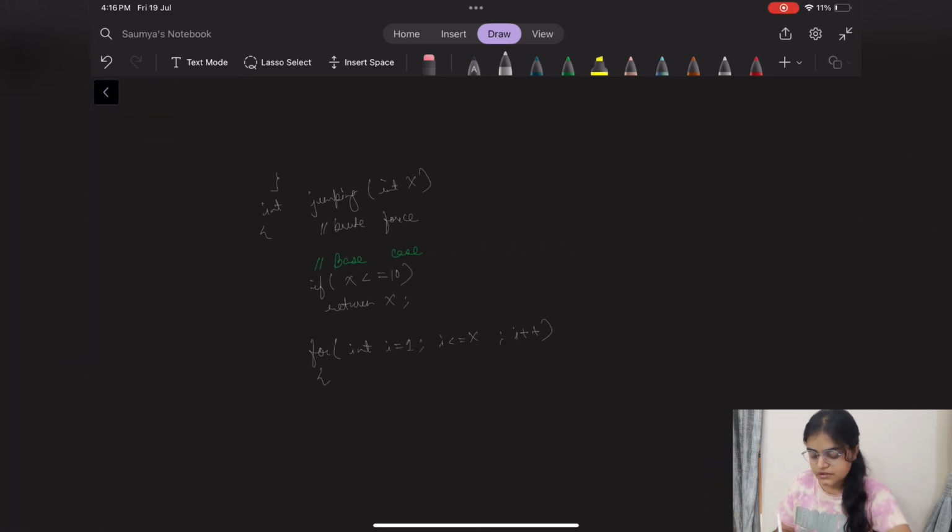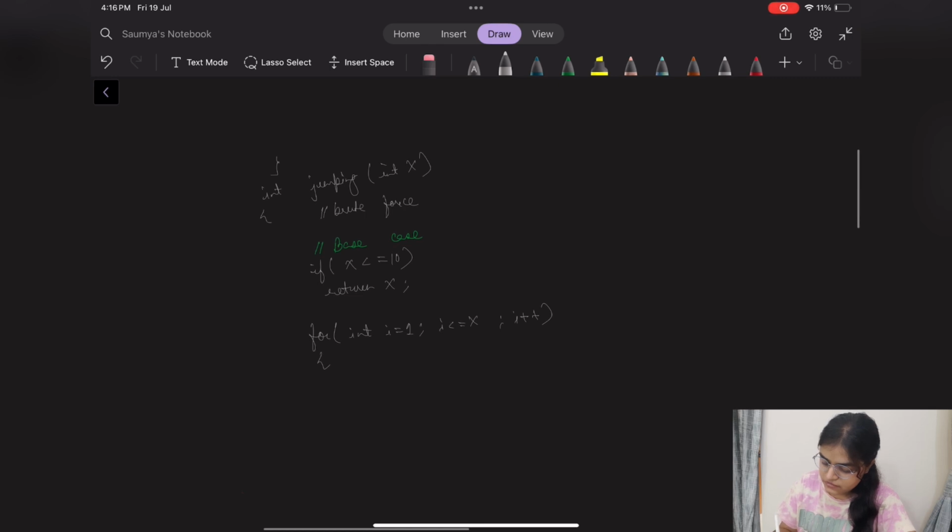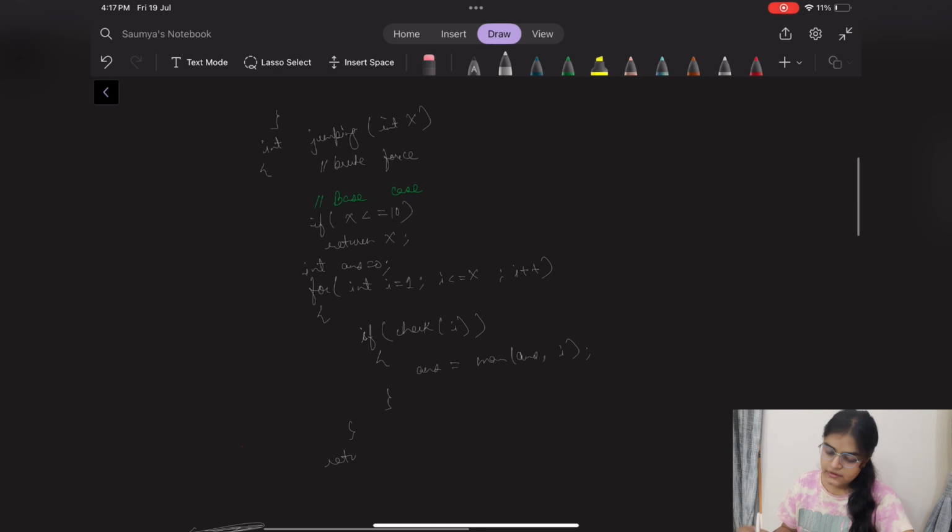So here we'll be checking for each i. Then what we have to do? We have to check, if, let's introduce answer equals 0. Check if answer is equal to max of answer comma i, and then return answer, right?